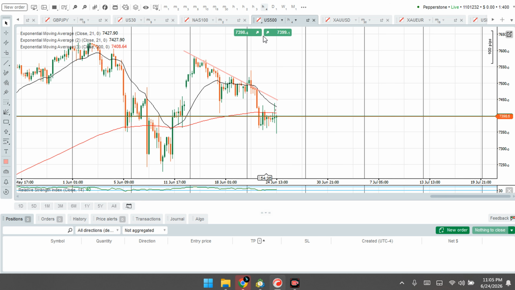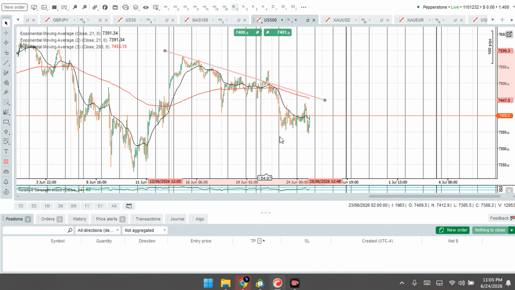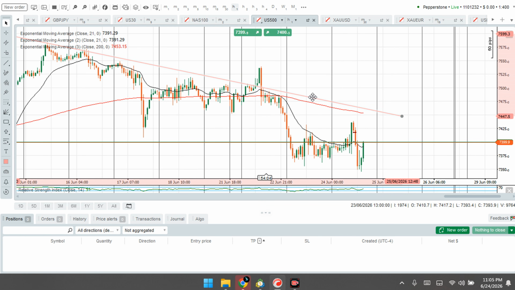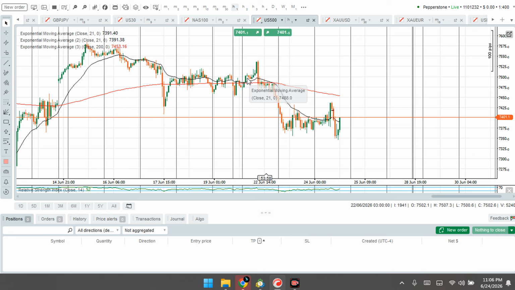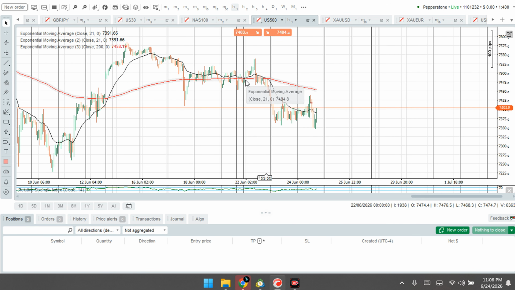So first of all, I'm in the 4 hours time frame, and as you can see, we are on a downtrend, so expect the price to proceed with the downtrend. Then if you come to the 1 hour time frame, now let me remove this trade line, you can still see that we are on a downtrend.